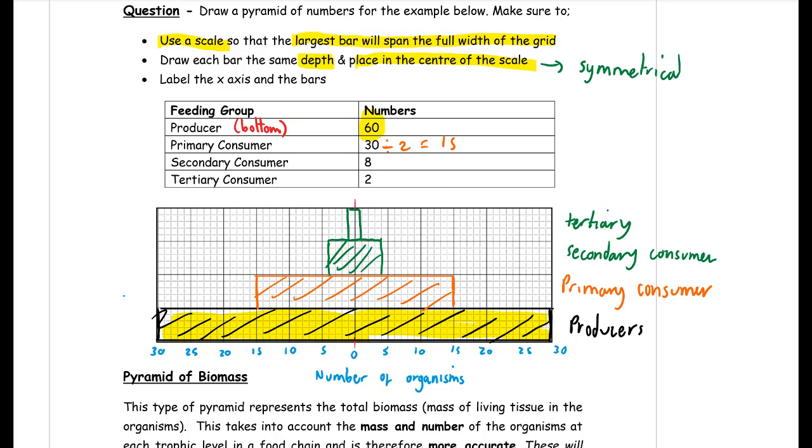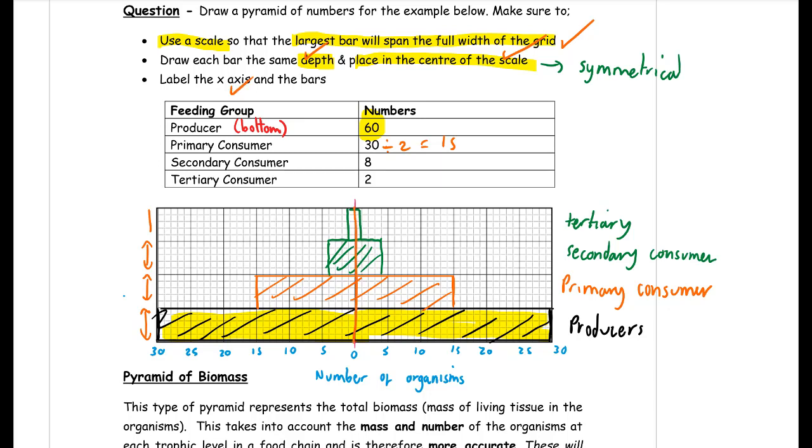Now, let's just check the list. Have we done all this? Have we used a scale so that the largest bar will span the full width of the grid? Yes. Have we drawn each bar the same depth? There, there, there, and there. Yes, we have. Have we placed in the centre of the scale? Yes, because there's the centre line running down through it.